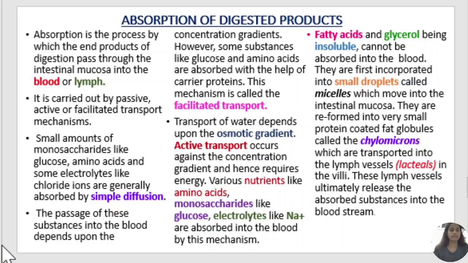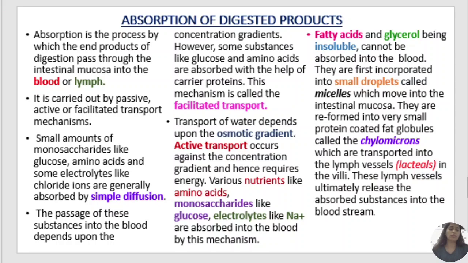Now this is absorption of digested products. This seems a little bit boring, but I will try to make it as easy as possible for you. Absorption is the process by which the end products of digestion pass through the intestinal mucosa into the blood or lymph. It is carried out by passive, active, or facilitated transport mechanisms.